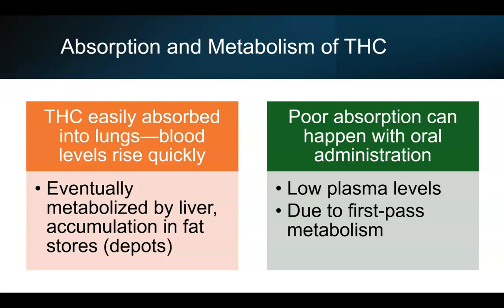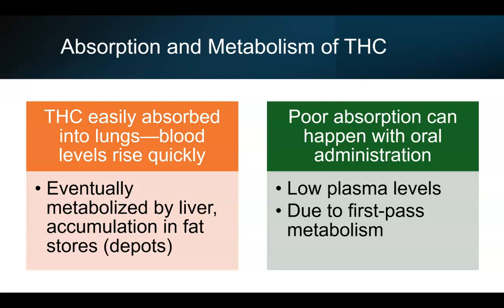And now let's talk about how it's absorbed and then eventually metabolized. As I mentioned, particularly with smoking, THC is going to be very easily absorbed into the lungs, and blood levels are going to ultimately rise quickly. After that peak, THC concentrations begin to decline as the liver begins to metabolize them.